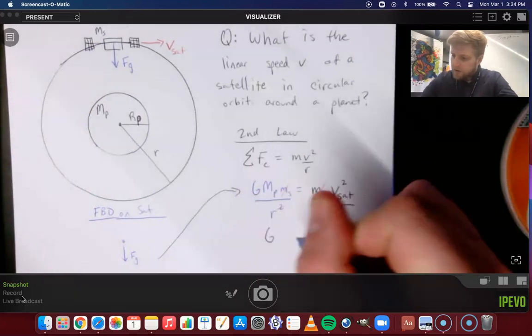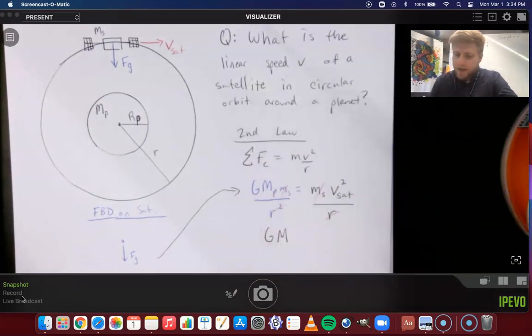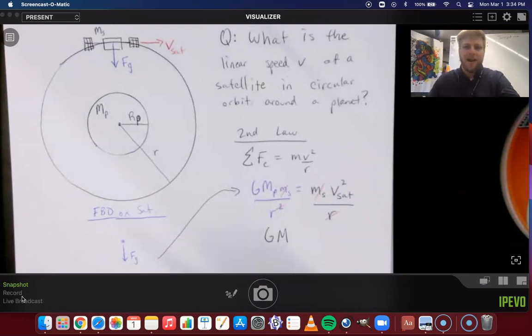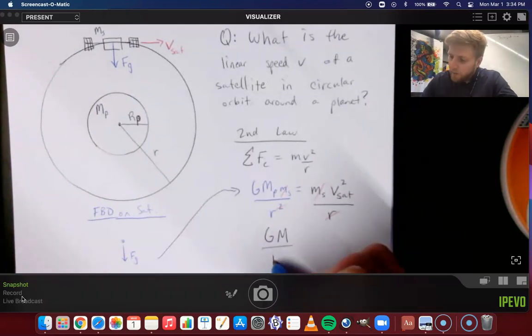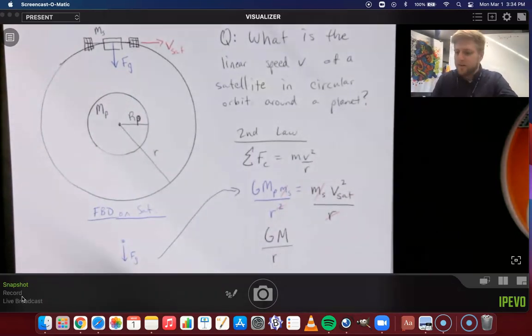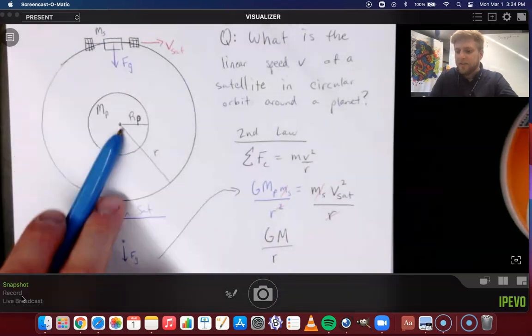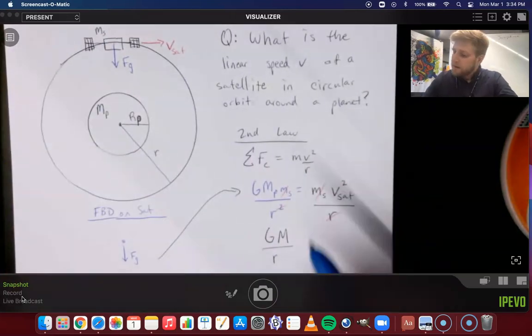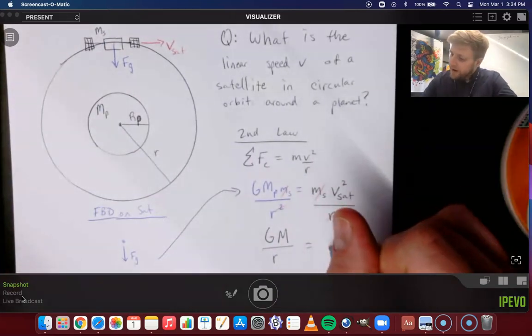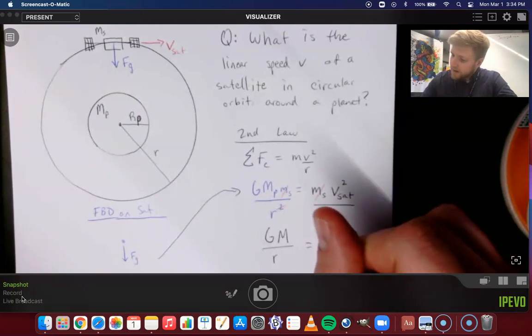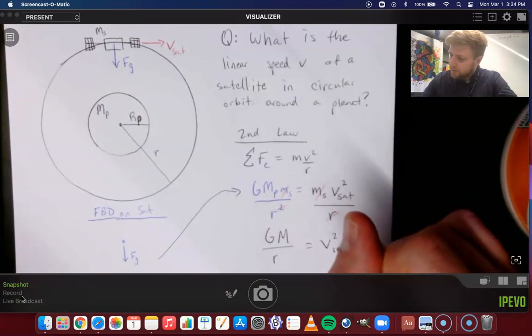You're going to have G times big M, the mass of the planet. I'm actually just going to simplify that and leave it as capital M. It doesn't have to be a planet, to be clear. It could be a sun or anything like that. Divided by r, we're going to keep that as little r, because remember it's the distance between the centers of the two things. And then on this side we just have v squared of the satellite.